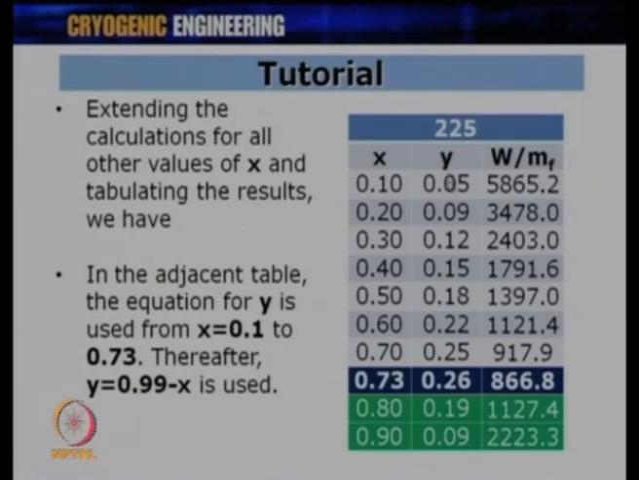What does the result show you? The result shows that as x increases, the y value increases and goes through a maximum of 0.26, and after that it reaches a limiting value and starts coming down. Similarly, on W by mf, as the value of x increases, the W by mf value, or the work done per unit mass of gas liquefied, decreases, and that is basically where the principle of using an expansion engine comes in.